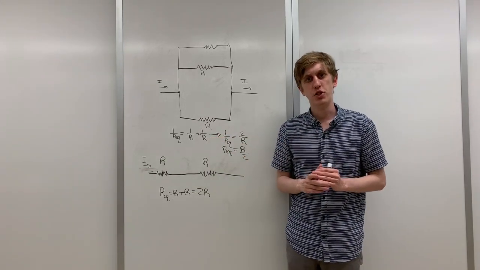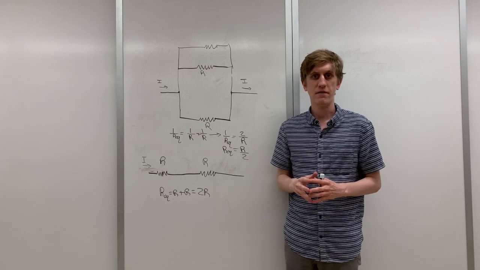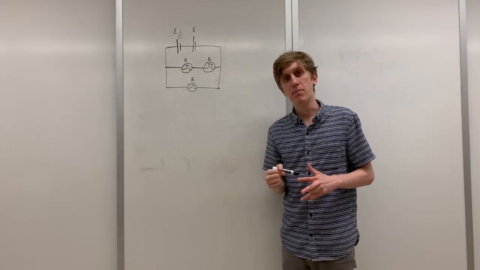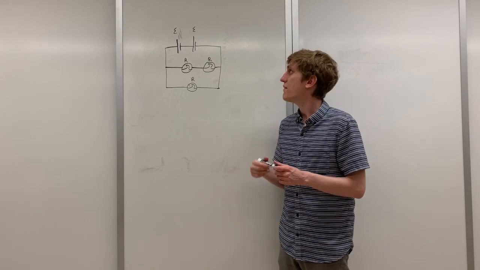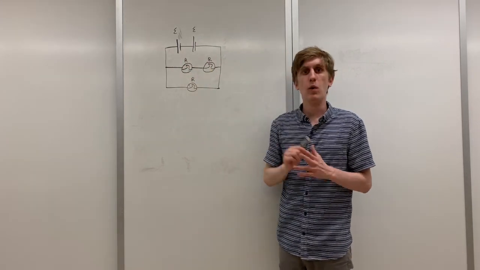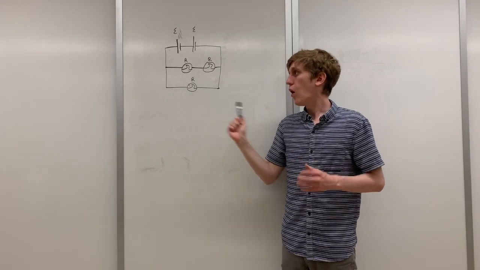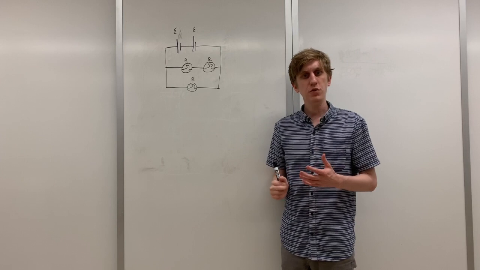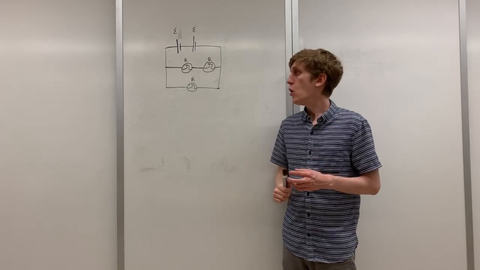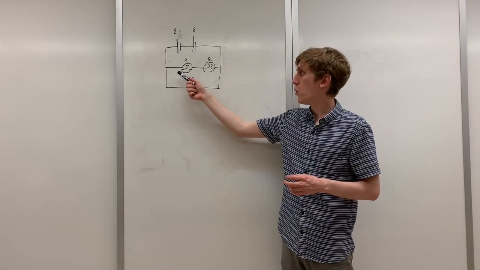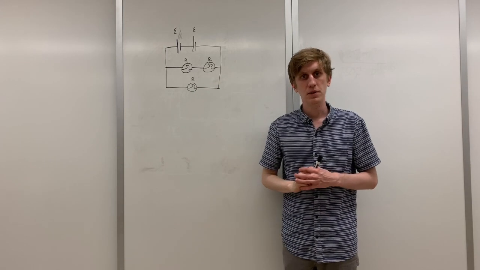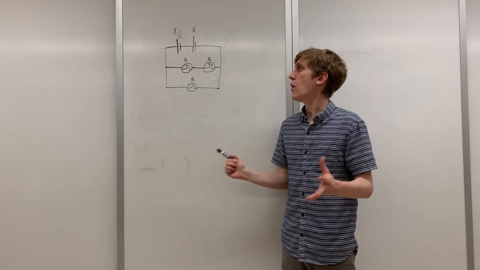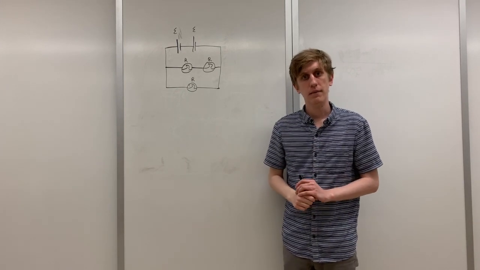Let's use this information to solve two problems from your FNTs. In this circuit, we have two batteries and three light bulbs. Both batteries have the same voltage, which we'll call epsilon, and all the light bulbs have the same resistance, which we'll call R. We're interested in a few things. We want to know the change in voltage across each of the light bulbs, as well as the current through each of the light bulbs, and the total current flowing through the circuit.